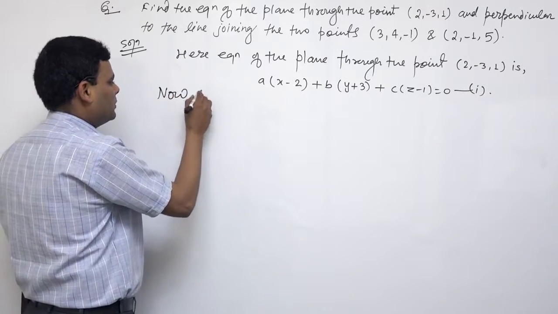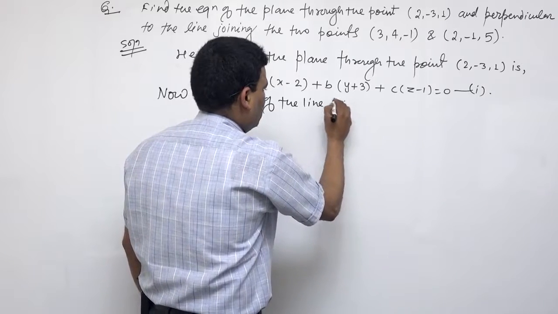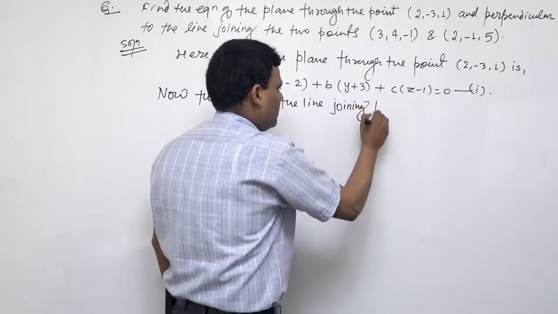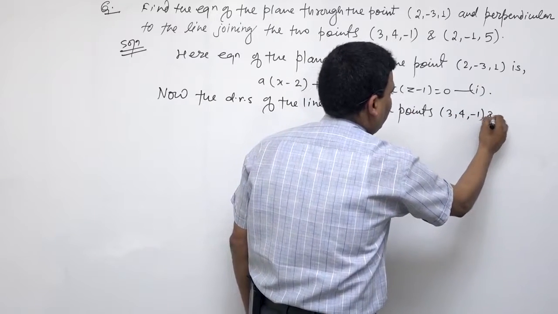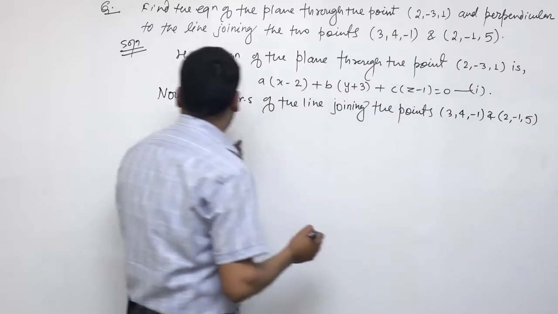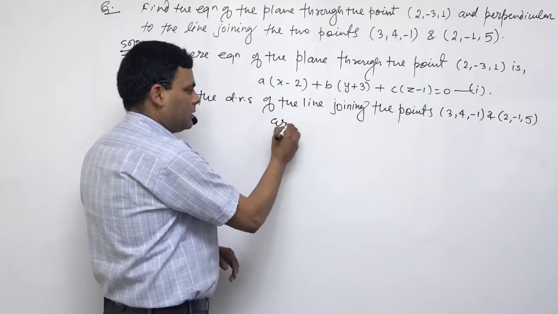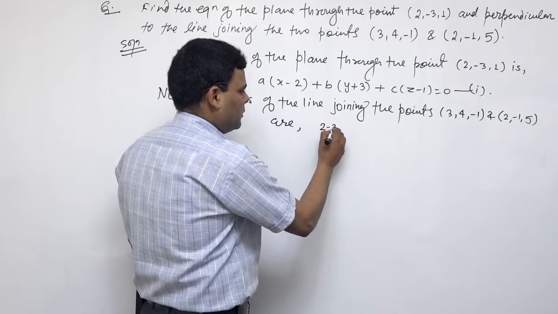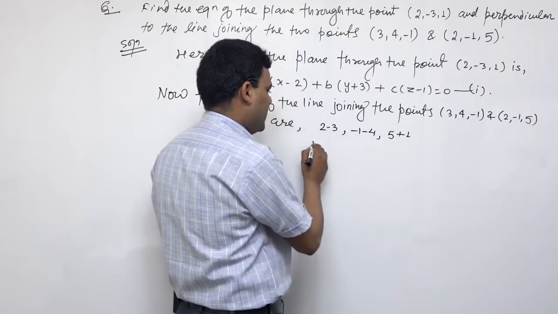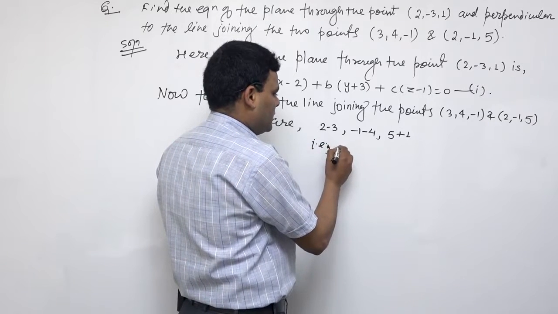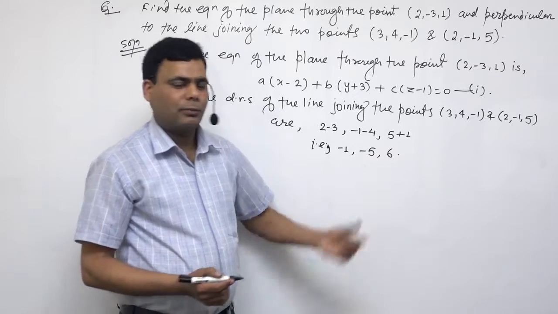Now the direction ratios of the line joining the points 3, 4, minus 1 and 2, minus 1, 5 are 2 minus 3, minus 1 minus 4, 5 plus 1, that is minus 1, minus 5, 6, which are the direction ratios of the line joining the two given points.